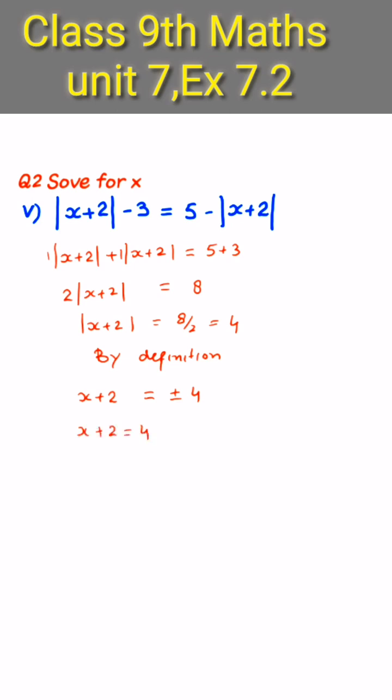X plus 2 is equal to plus 4, and second case will be x plus 2 is equal to minus 4. X will become 4 minus 2, and x is equal to minus 4 minus 2, so x will be equal to minus 6. Solution set will be equal to smaller number, greater number.